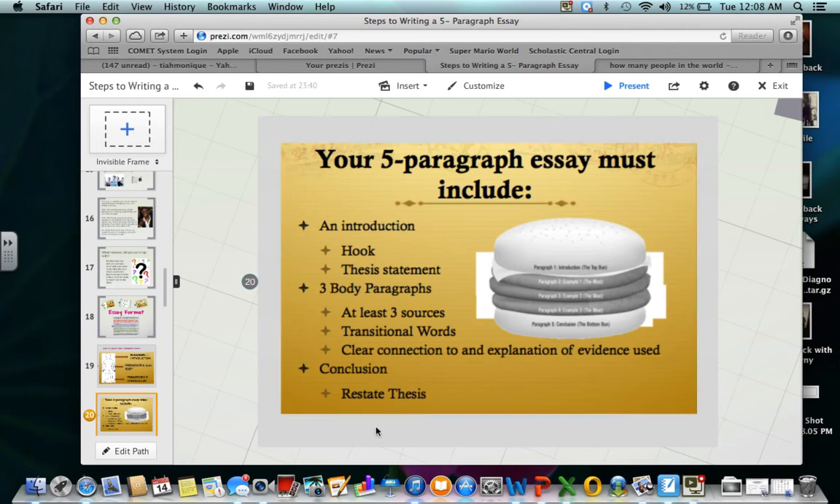Some things that you need to make sure you have are a hook and a thesis statement that go in that introductory paragraph. Your 3 body paragraphs have a whole bunch of other things that we'll dig into later. And then your conclusion is really important because you summarize it by restating your thesis.